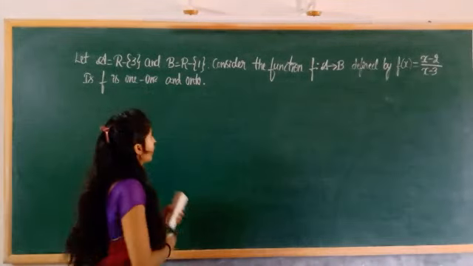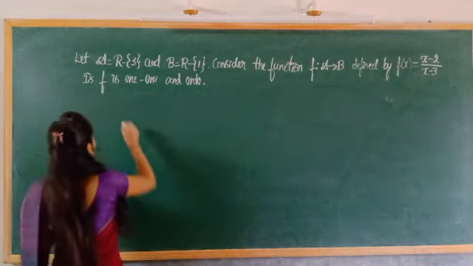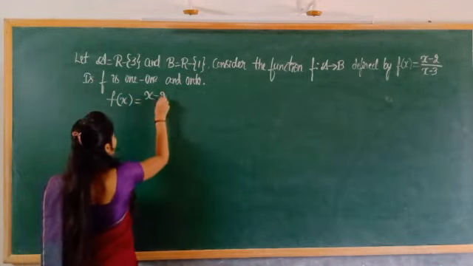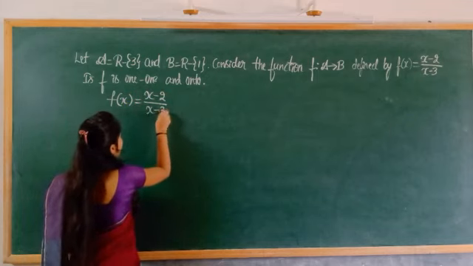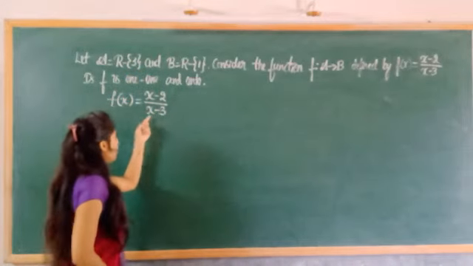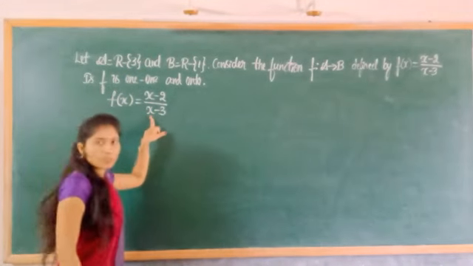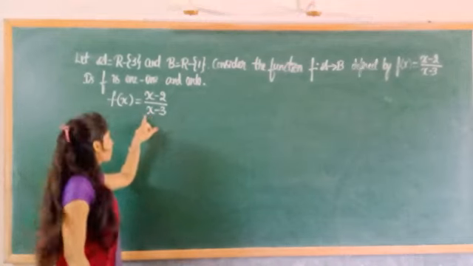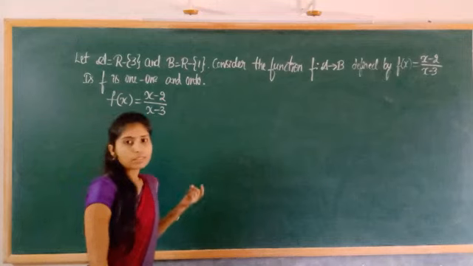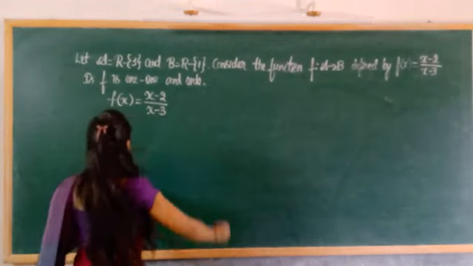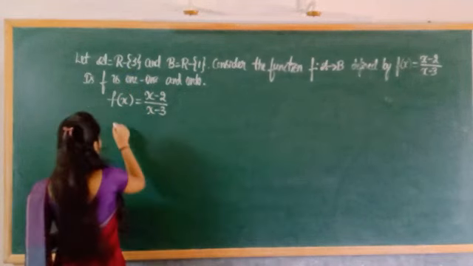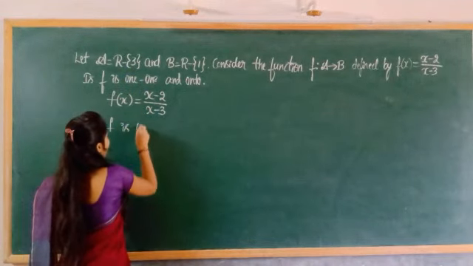Okay, then see here what they have given for f of x. F of x is equal to x minus 2 by x minus 3. Why did they give real numbers excluding 3? See here, if I put the value 3 for x, what will you get? 3 minus 3, that is 0. The denominator is 0, so it is an undefined term. So here they said real numbers except 3. Okay, now we first check whether f is 1-1.